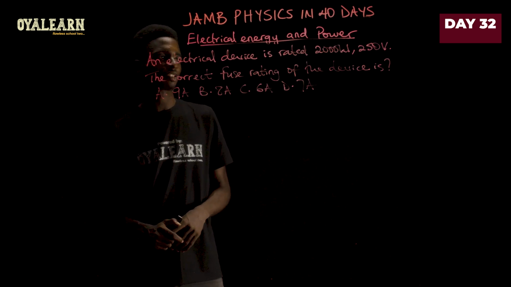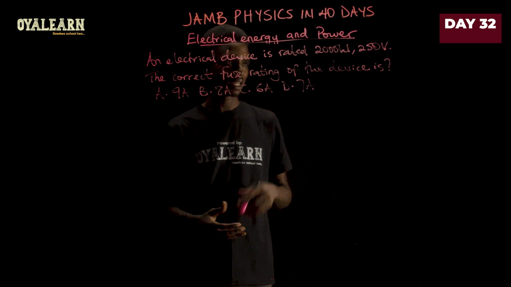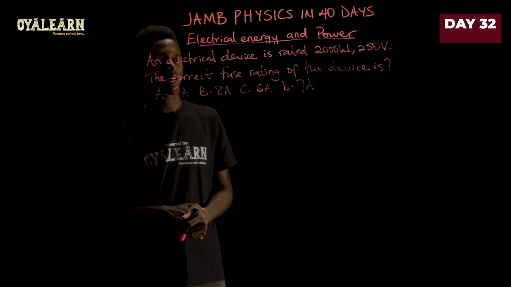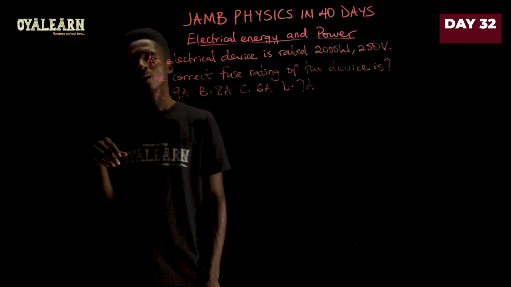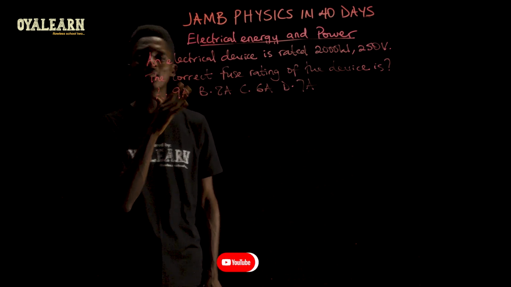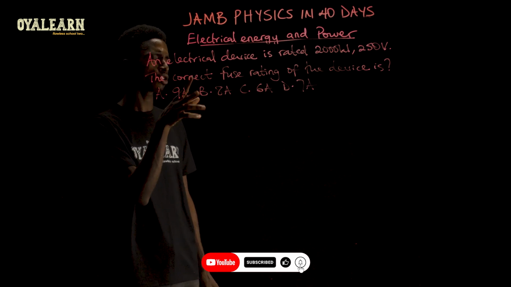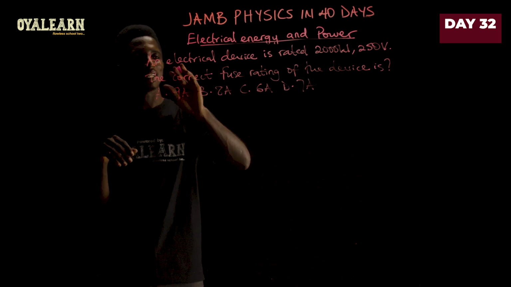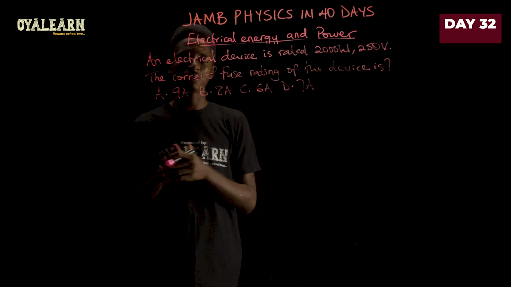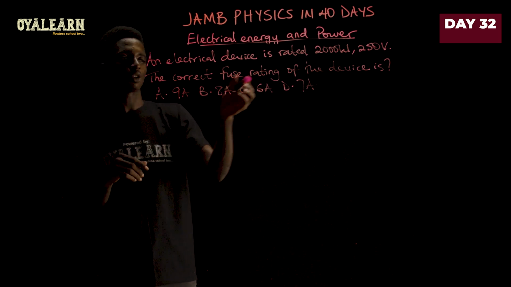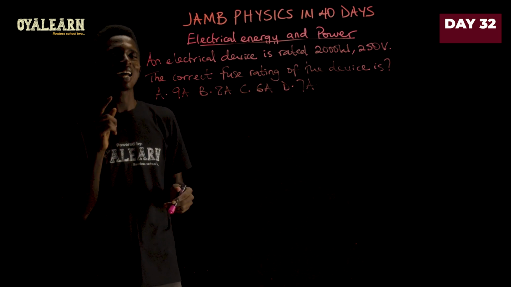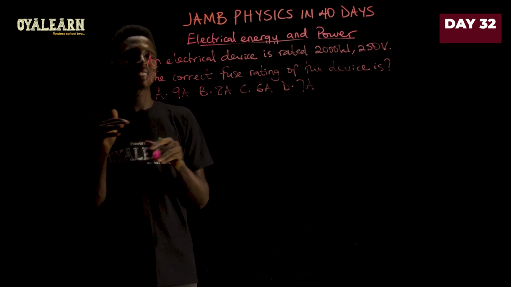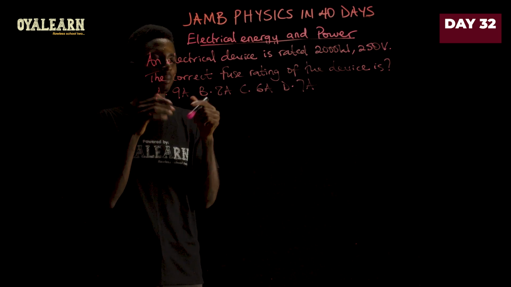An electrical device is rated 2,000 watts and 250 volts. The correct fuse rating of the device is, now this question, having looked at the past question, there are 2 types of questions that look like this. There's one that gives you this same first line, an electrical device rated 2,000 watts and 250 volts, and then instead of asking for the correct rating of the fuse, it then asks for the maximum current that flows through the device. Now, to solve that one is different from how you will solve this. Now, let me explain that.